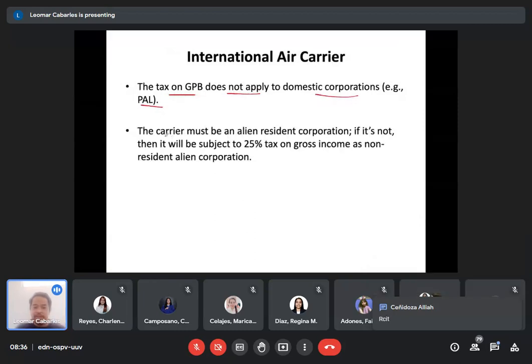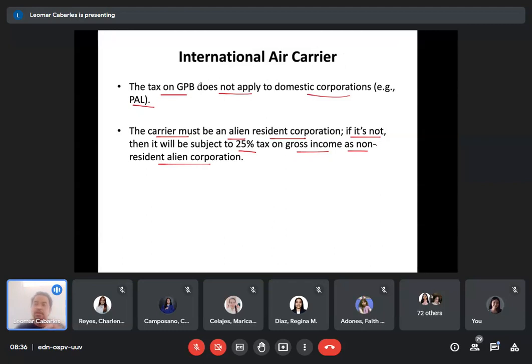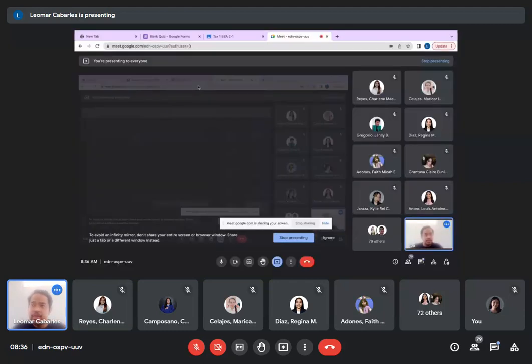Notice the carrier must be an alien, meaning foreign, resident corporation. If it is not, then it will be subject to 25% gross income as non-resident foreign corporation. Later natin i-discuss to, yung non-resident foreign corp. So what we're discussing, tandaan, ulitin ko, ang GPB ay para sa resident foreign corp.